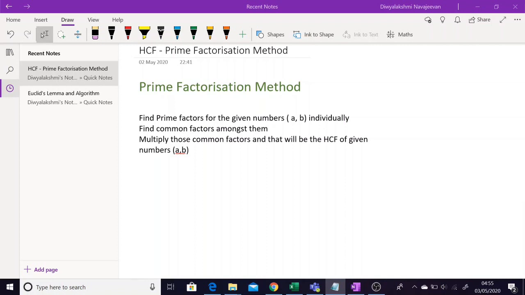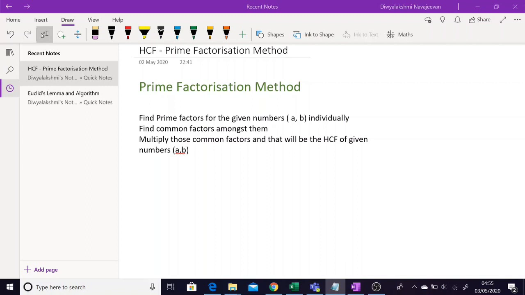Now, let's look into the prime factorization method. It involves 3 steps. First, we need to find the prime factors of given numbers a and b individually. So we need to find the factors of a separately and b separately, and then find the common factors amongst them, and then multiply those common factors, and that will be the HCF of given numbers a and b.